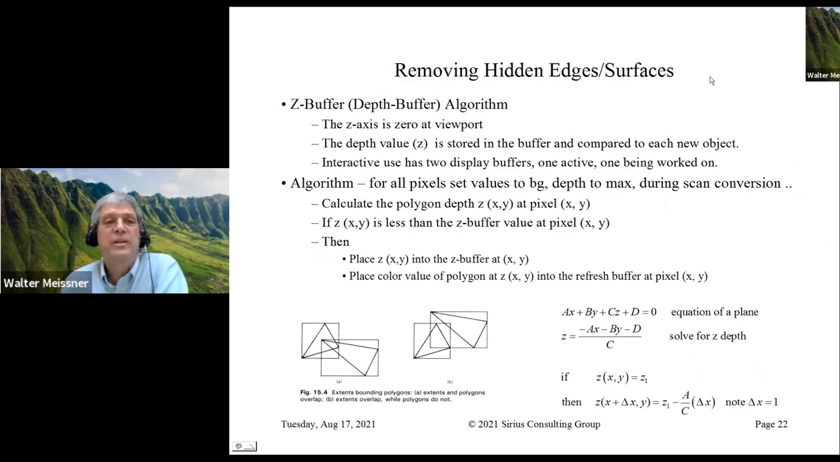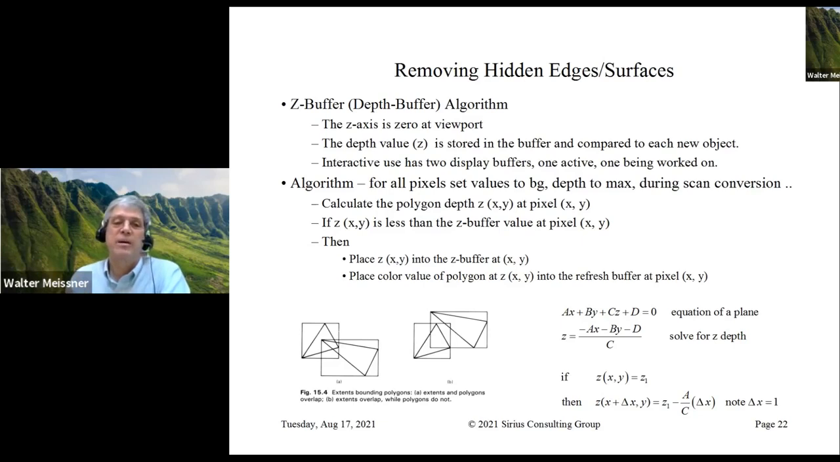Another way to remove hidden surface is a Z buffer or depth buffer algorithm. So this is actually, I think, the way that this array processor used to remove hidden surfaces. And so the way this is done is the Z-axis is 0 at the viewpoint. The depth value of Z is stored in the buffer and compared to each new object. And then for interactive use in real-time applications, 2 display buffers are used, one for active and one being worked on. So the one being worked on is done during one frame interval, and then it's swapped out.